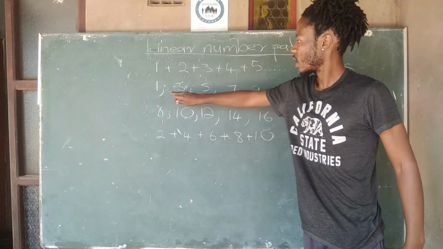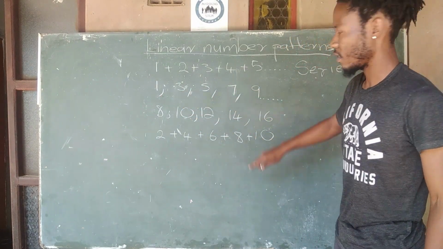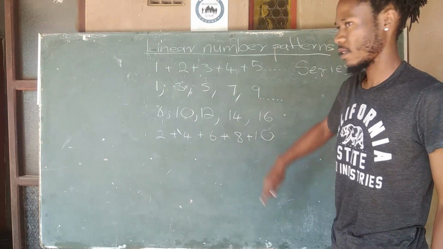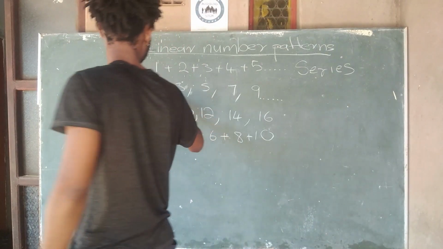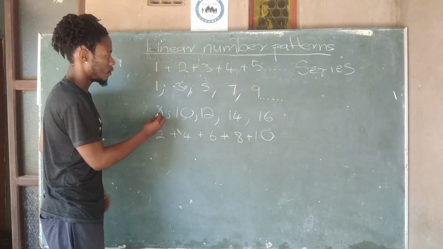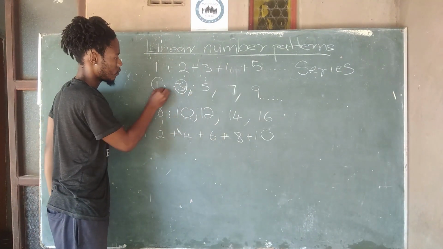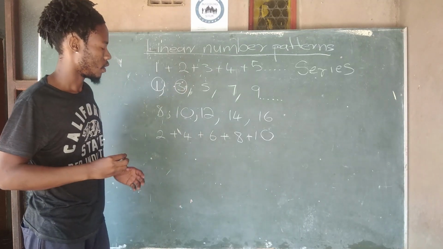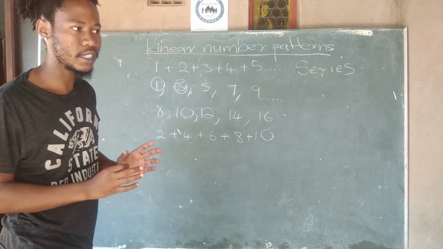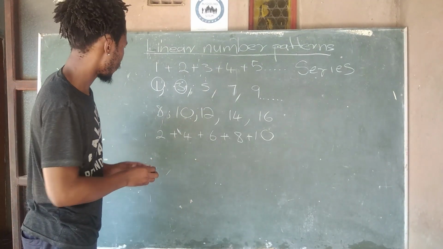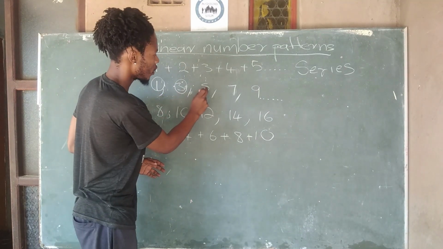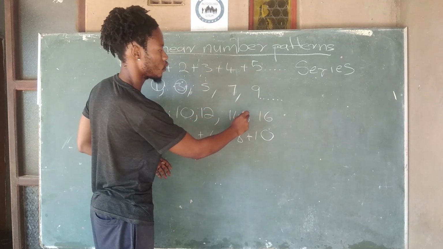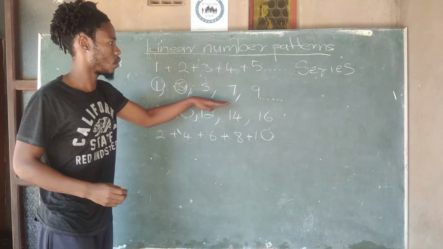1, 3, 5, 7, 9. This is a sequence now, because there is a constant number between these terms. We call it a constant difference. You can see we add 2 to get 3, we add 2 to get 5, we add 2 to get 7, we add 2 to get 9. So this is a sequence.